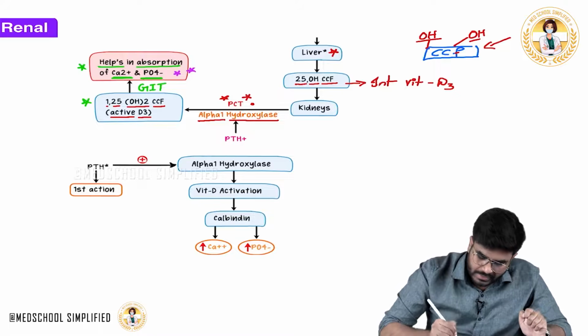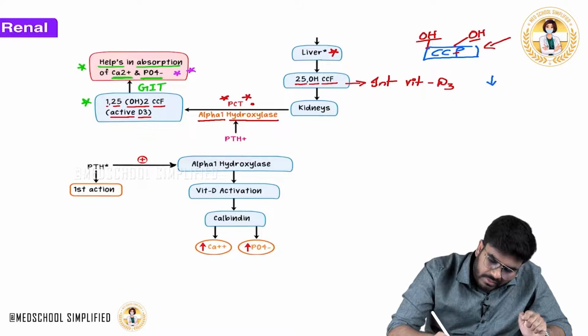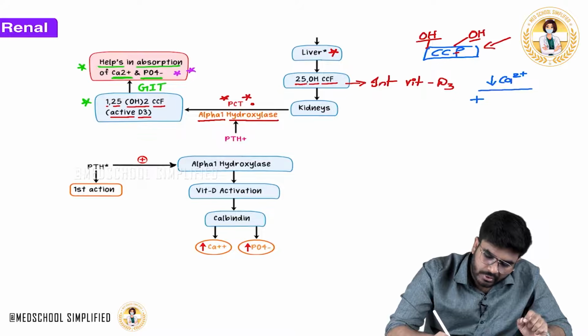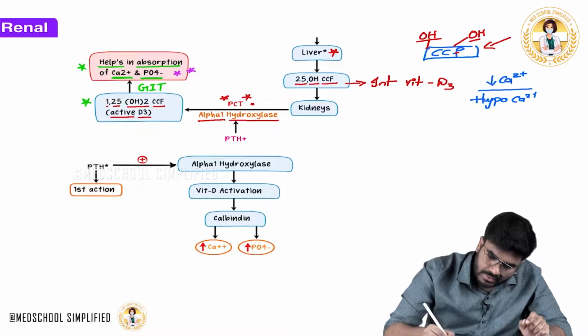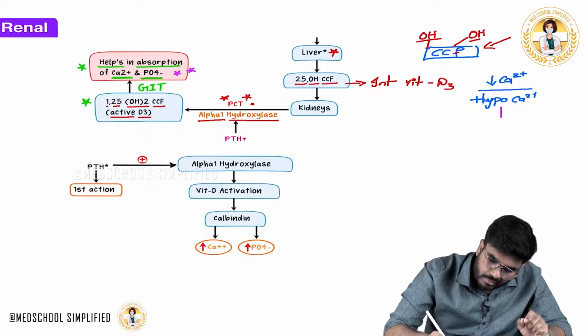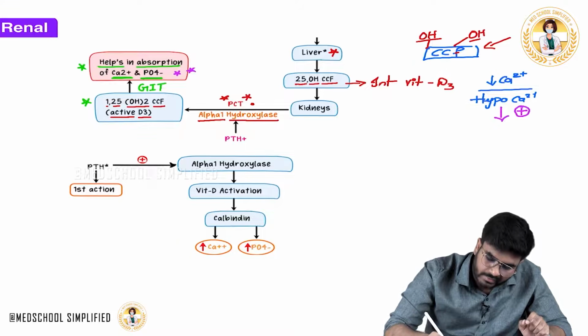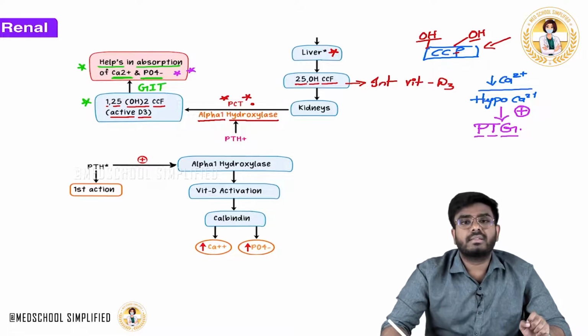Now, we'll see. Whenever the blood calcium level goes down, that is called hypocalcemia, we know. Now this hypocalcemia is going to activate which glands in your body? This hypocalcemia is going to activate parathyroid glands.